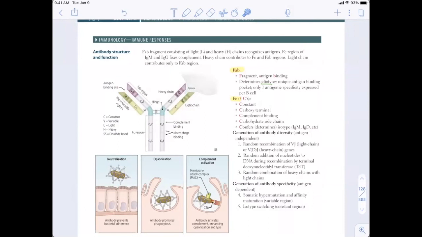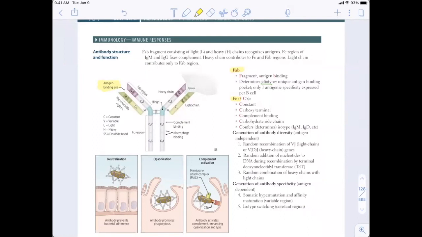Hey, Doc, could you please repeat that? Sure. So I said your FAB segment determines what kind of antigen you're going to bind to, all right? So if you get a question about an antibody and it says this is an IgG antibody, but we want to figure out if this antibody binds to staph or if it binds to strep, the answer is going to be in the FAB region, which is right here, your antigen binding site. That's FAB. Excellent. Thank you so much.